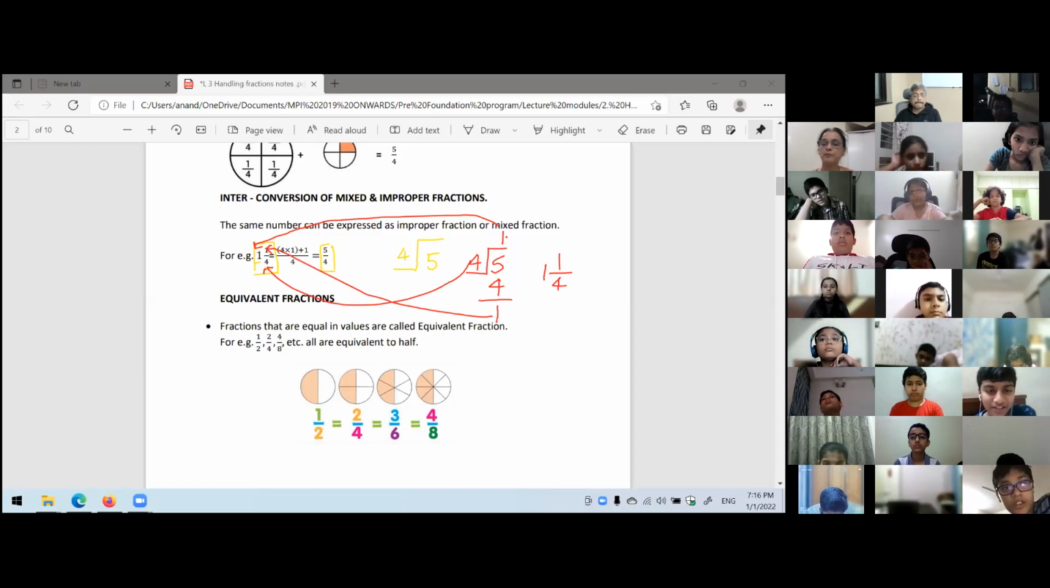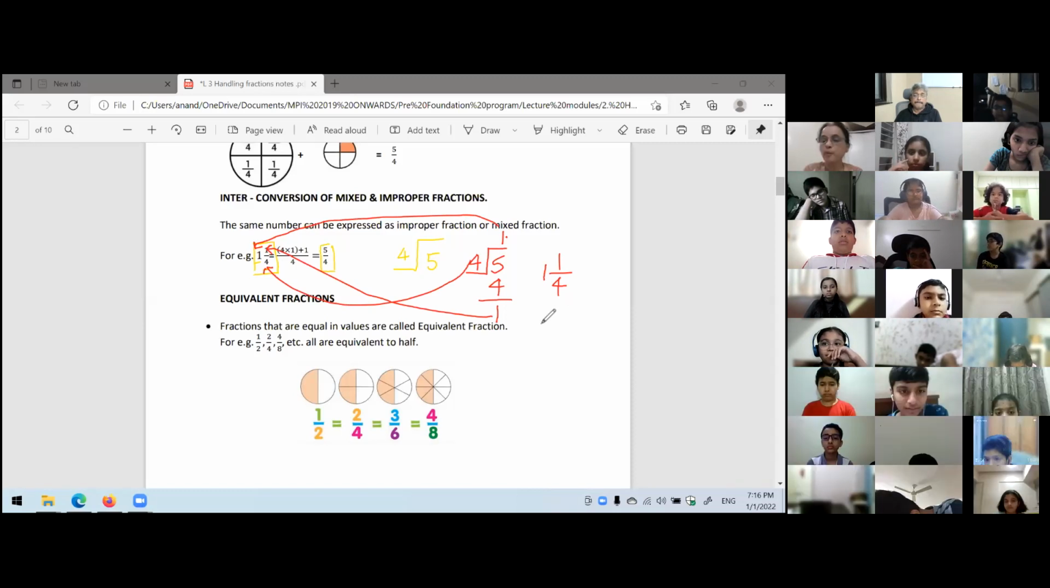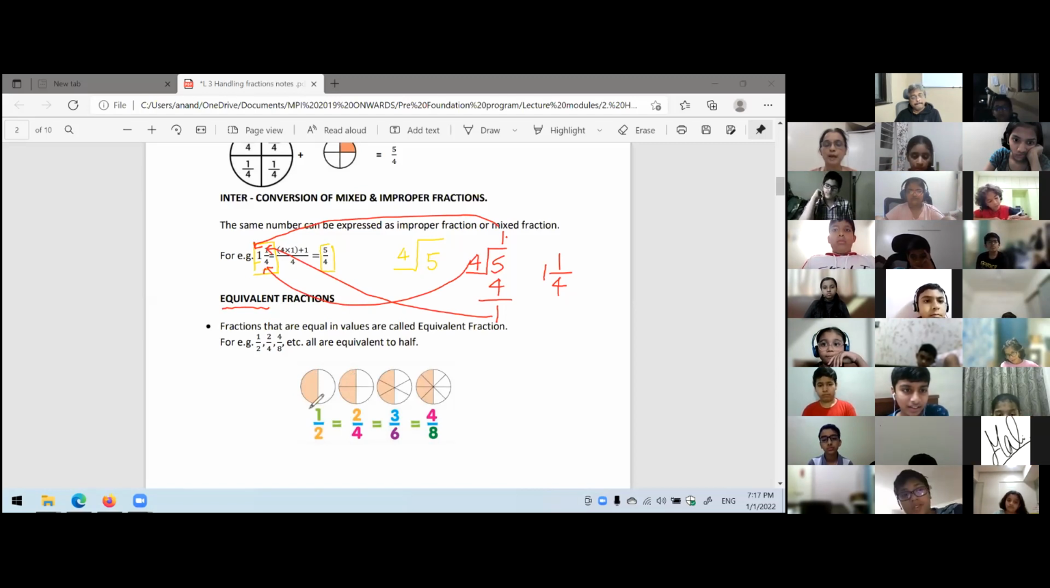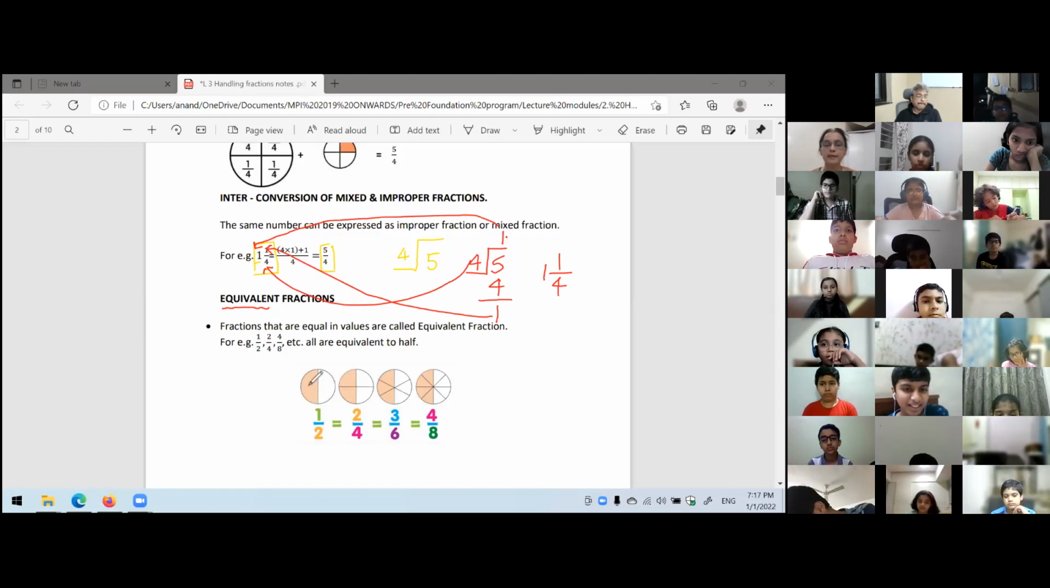Okay, so we have seen what are proper fractions, what are improper, what are mixed fractions. Now one more word, equivalent. This also you must have done. Suppose there is one pizza and I'm making 2 parts of it and I'm taking 1. I'm making 4 parts of it and I'm taking 2. I'm making 6 parts and taking 3, or I'm making 8 parts and taking 4.